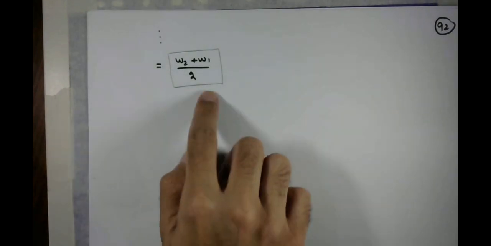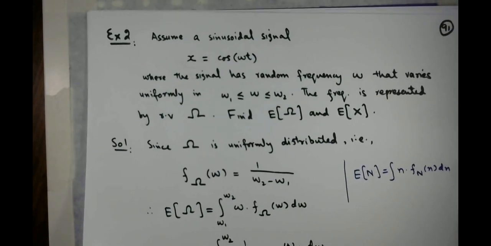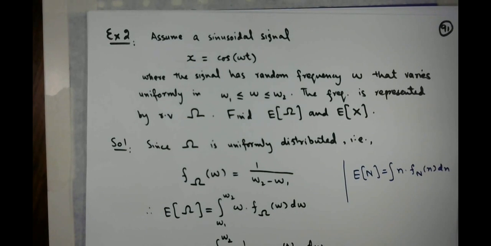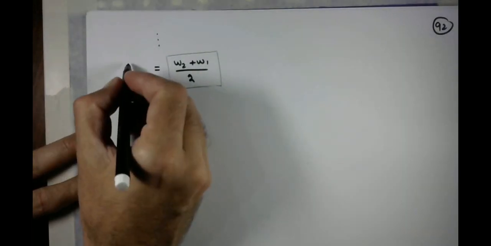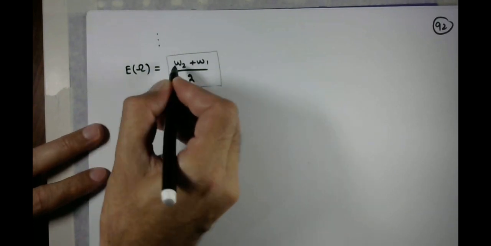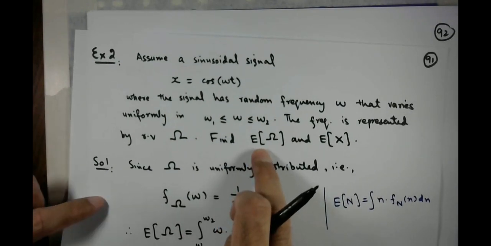And you see now, this should be the obvious result, because conceptually if you have a continuous uniform random variable, then the expected value or the average should lie in the middle. The middle between omega 1 and omega 2 can be obtained by adding them up and dividing by 2, and so is the case here. So the expectation of omega is simply (omega 1 plus omega 2) divided by 2. But this is the first part of the solution.